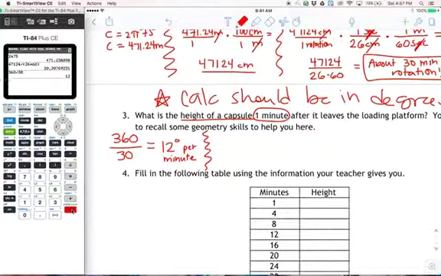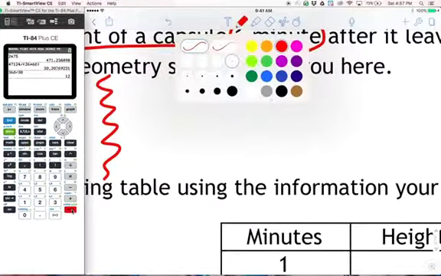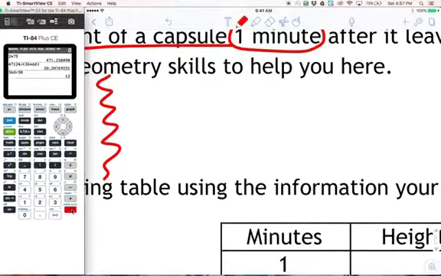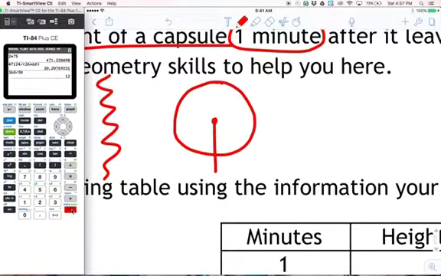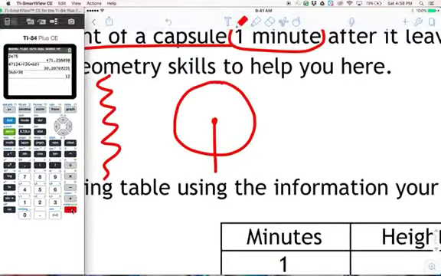Now I'm going to draw a picture to help me with this math that's coming up. And you guys definitely should be drawing pictures. Also, don't judge my picture because it's going to suck. All right, here we go. Here's my circle. Here's the center of my Ferris wheel. So we got to start labeling some things here. The first thing we're going to say is we know that the loading platform is 15 meters off the ground. And we want to know, where is this little capsule after 1 minute?